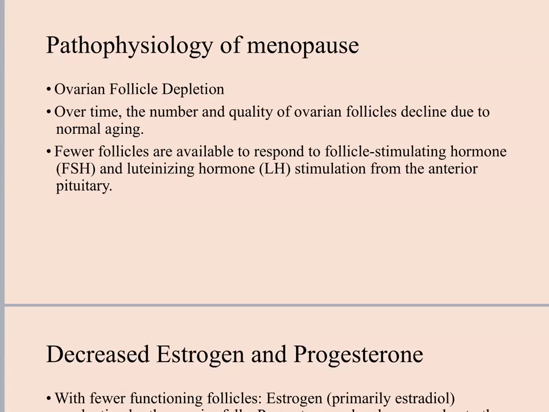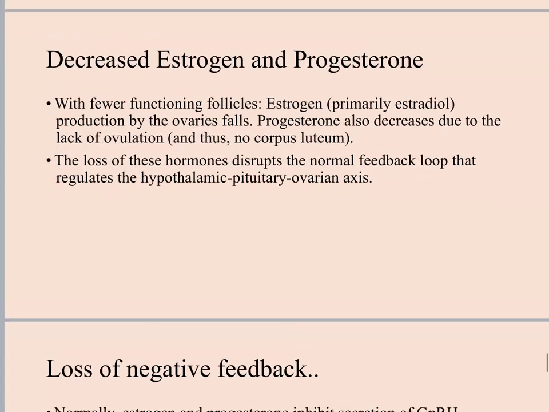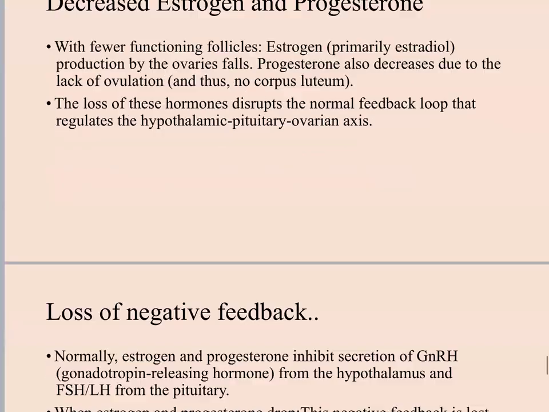when FSH and LH come knocking. And when we have fewer functioning follicles, then remember, those follicles are very responsible for producing estrogen, primarily the estradiol form. That is going to really decline. Progesterone also really decreases due to the lack of ovulation because it doesn't get that signal. If you don't ovulate, it doesn't get that signal to keep maintaining the uterine lining because there's no corpus luteum.